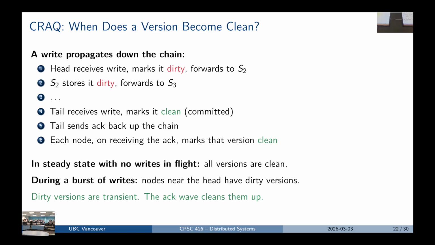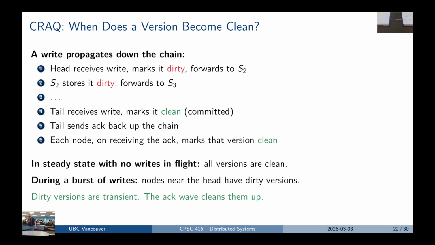And then each node on receiving the ACK can mark their version clean. Now, if you're sending it back up the chain, the node that gets it marks it and then sends the clean notice to the previous node. That's a very simple model, I think. But it doesn't matter. You can make it work in a variety of ways.